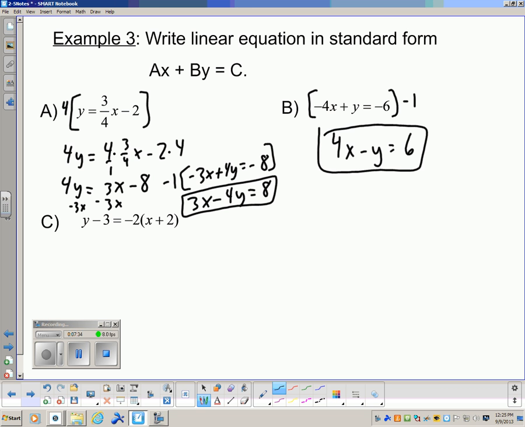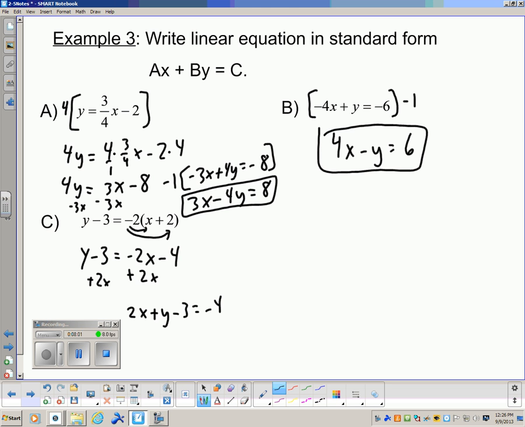And then this one here is called point slope form. To do this one, you're going to have to distribute the negative 2 through the parentheses. So you get y minus 3 equals negative 2x minus 4. And so I'm going to bring my x over onto the left-hand side here. So I end up getting 2x plus y minus 3 equals negative 4.